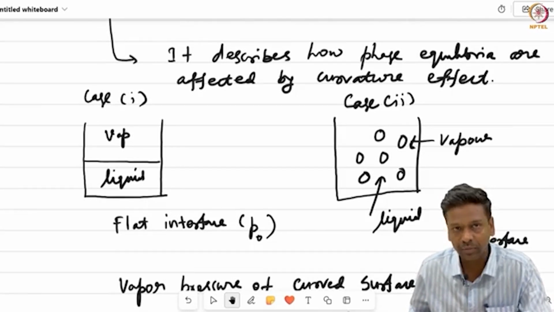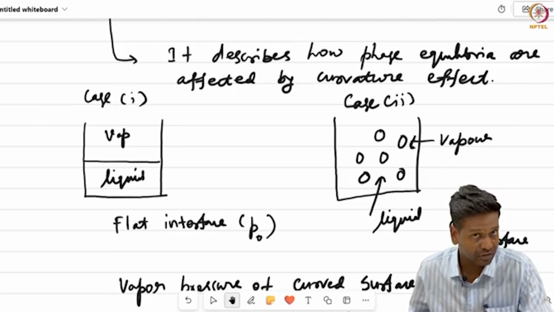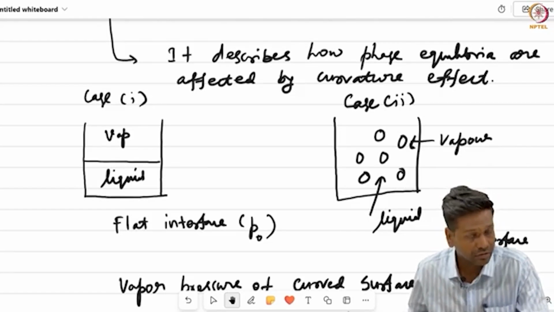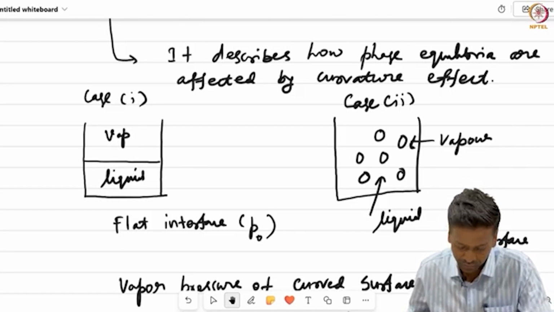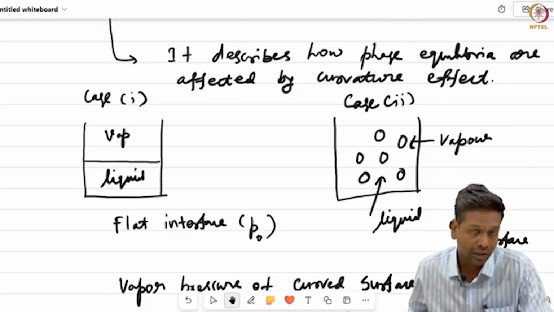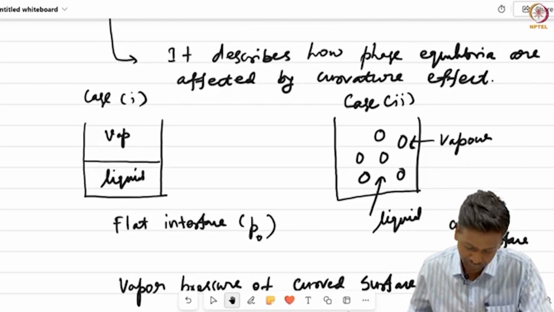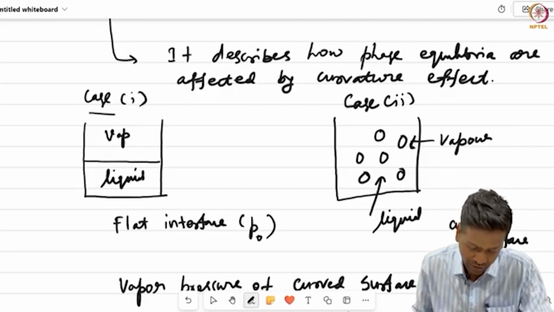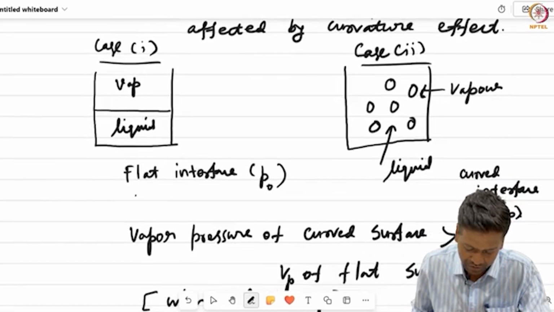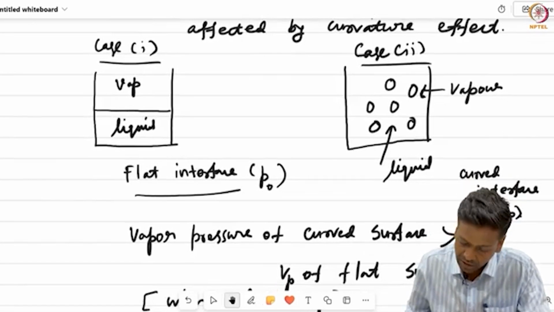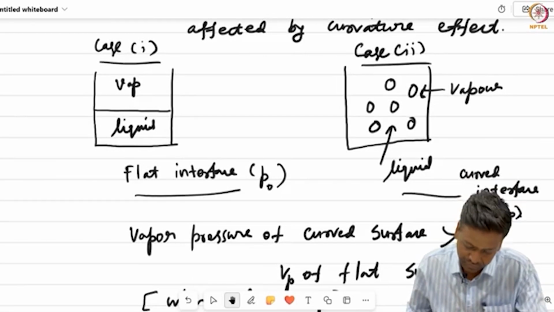This equation can be appreciated when it comes to phase equilibria and phenomena like boiling point, crystallization, and condensation, right? How the curvature effect is going to play a major role in these processes. So let's look at two scenarios. Case one, where you have a flat interface, right? Case two, you have a curved interface.